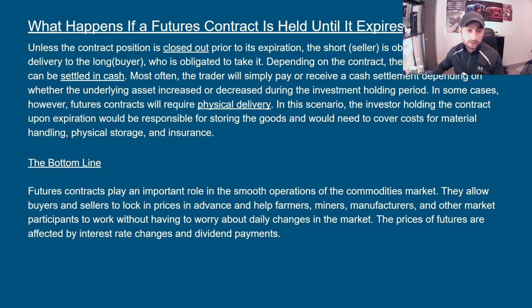The bottom line: futures contracts play an important role in the smooth operation of the commodities market, so gold, oil, wheat, grain, stuff like that. They allow buyers and sellers to lock in prices in advance and help farmers, miners, manufacturers and other market participants work without having to deal with daily changes in the market.